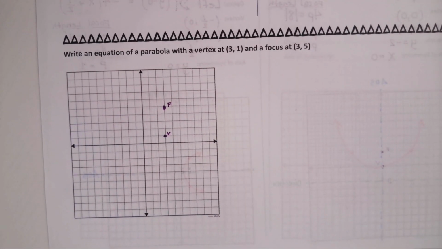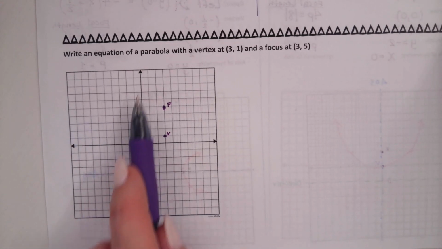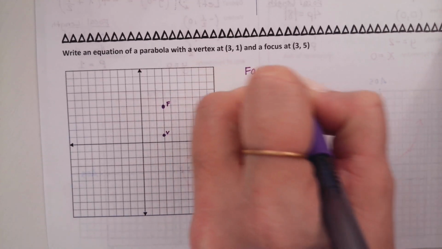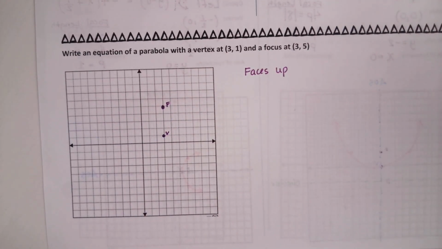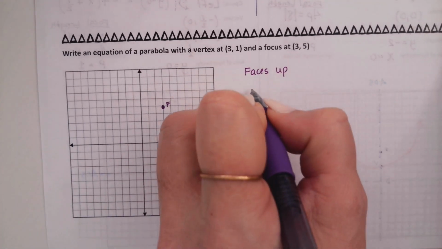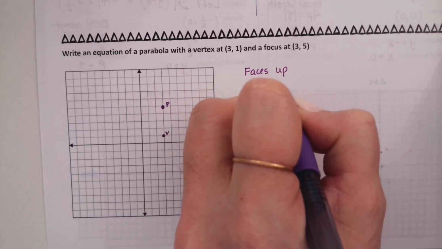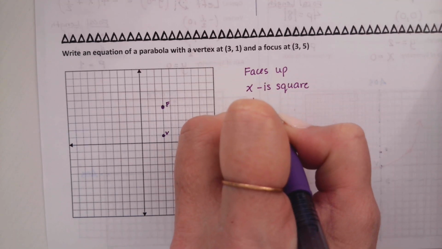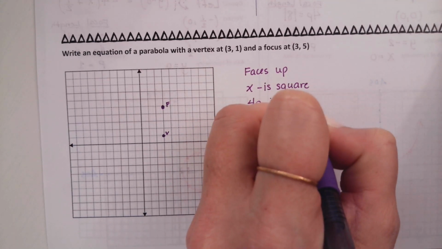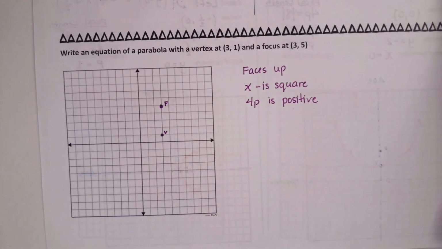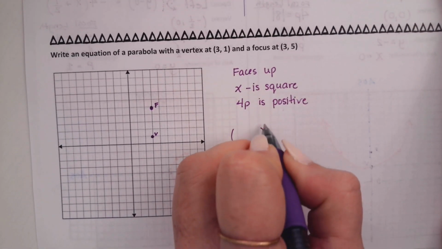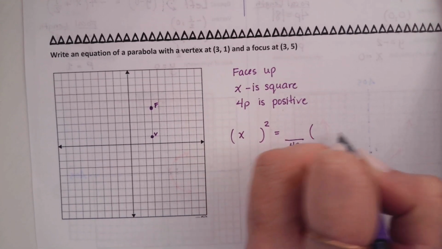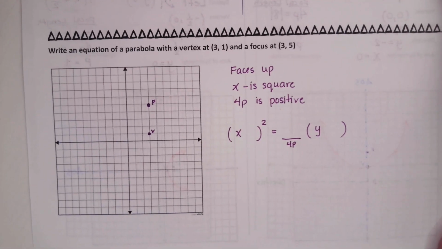Can we tell which way it faces? Which way? Yeah, it faces up, because the focus has to be inside the cup of the parabola. Faces up. Which tells me which is the squared term if it faces up. Yep. X is squared. It also tells me that my 4p number should be positive, not negative. Okay, so if I'm slowly trying to put this together, I know my x is going to be the squared term. I'm going to have some sort of 4p number here, and I'm going to have y as my not squared term.